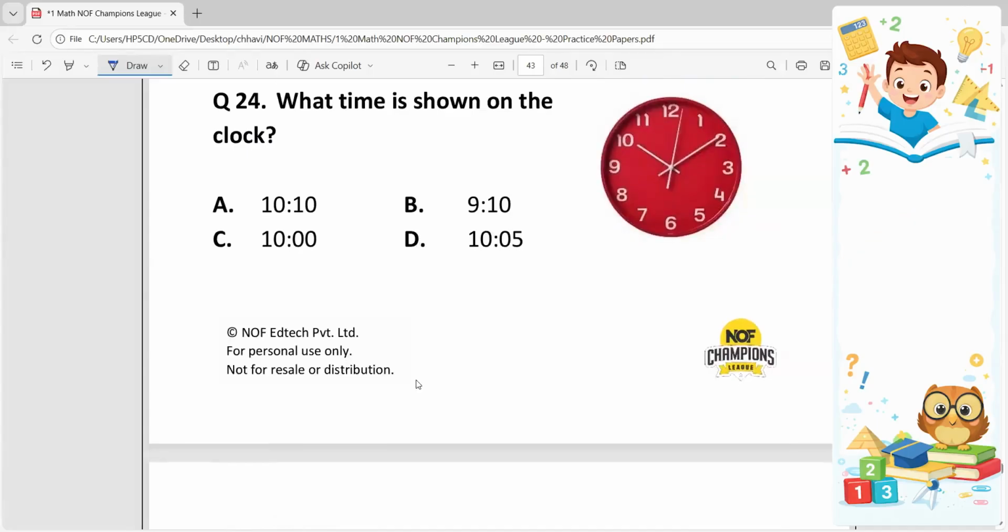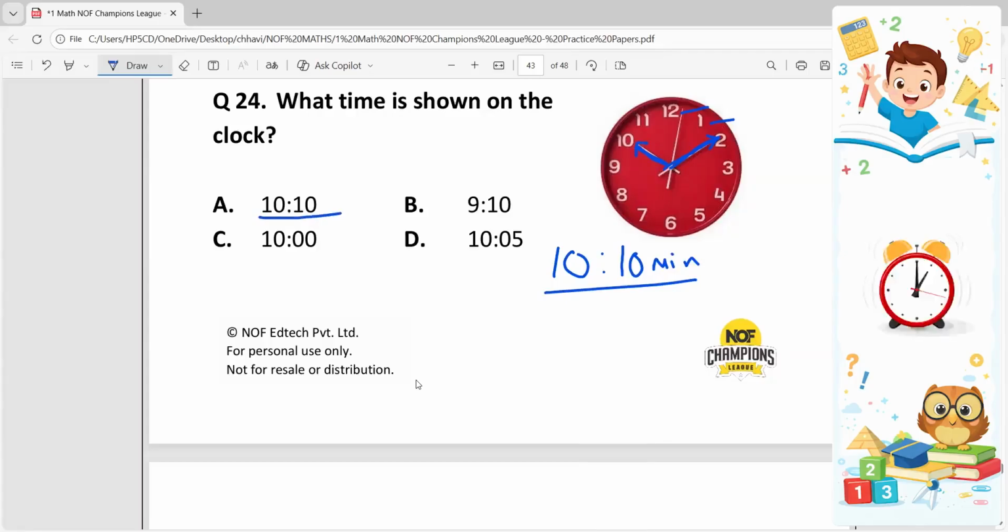What time is shown on the clock? Now see, this is our hour hand and our hour hand is on 10, and this minute hand is on 2. Now each gap is considered 5 minutes. No? So this is 5 and this is 5, 10 minutes. So that means it is 10 hours and 10 minutes. Isn't it? So let's see 10:10. Where is 10:10? It is over here. Option A is the correct answer.